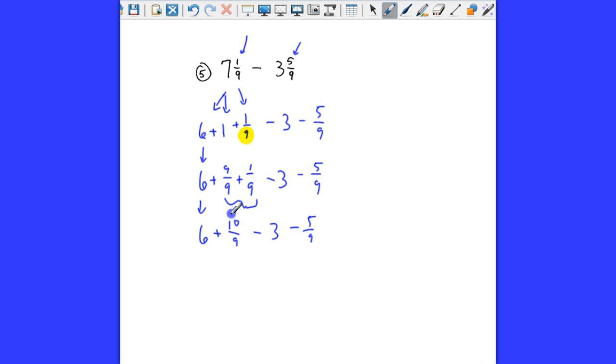I've got 10 here, and I can take away 5. So now I can rearrange it. 6 minus 3 plus 10/9 minus 5/9. And that's what you end up with. 6 minus 3 is 3. 10 minus 5 is 5/9. And voila, you've got it.